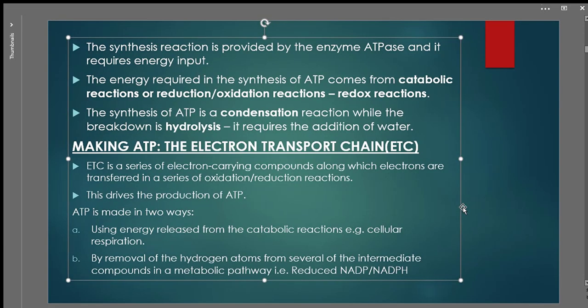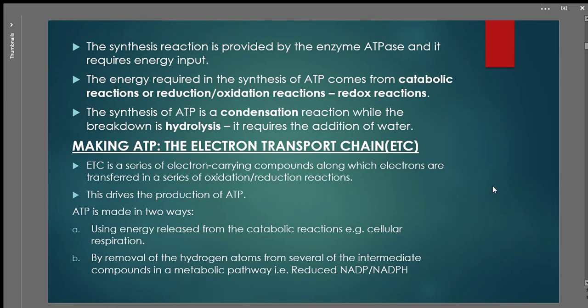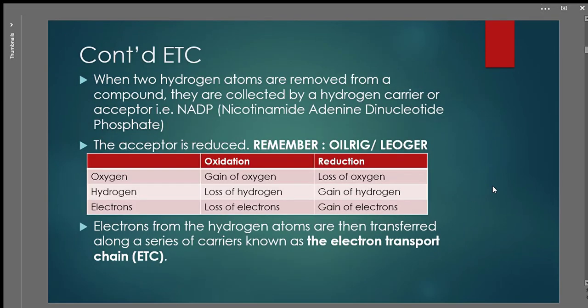Now, I want us to look at the next part, which talks about the continuation of the electron transport chain. Now we want to understand how these electron carriers are oxidized or reduced. When hydrogen atoms are removed from a compound and then picked up by a hydrogen carrier or acceptor, then we say that the hydrogen acceptor becomes reduced. That's why we are saying the acceptor is reduced.